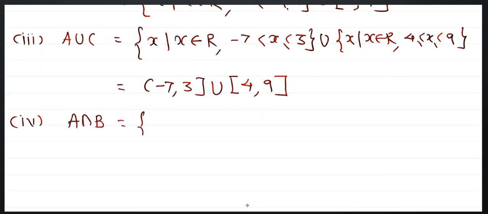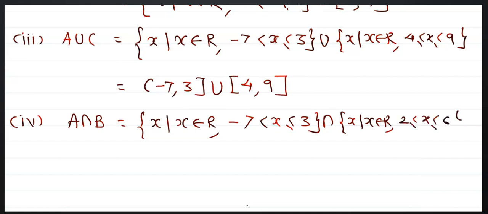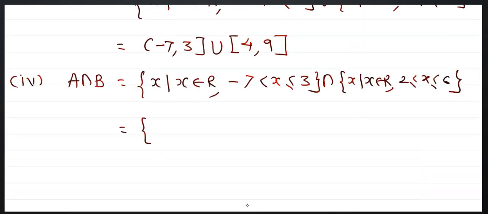Now the fourth one, A intersection B. {x : x ∈ ℝ and -7 < x ≤ 3} intersection {x : x ∈ ℝ and 2 ≤ x ≤ 6}. Again, what is the least one? The least one is -7 and the greatest one is 6. We require the common part, which is in between them.